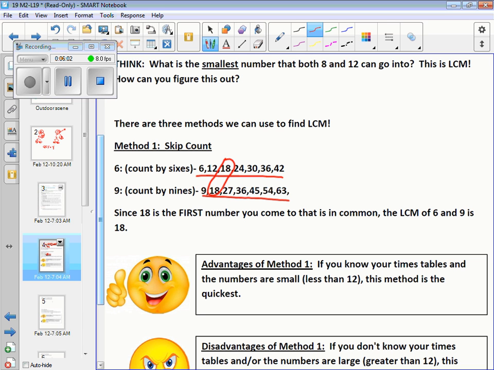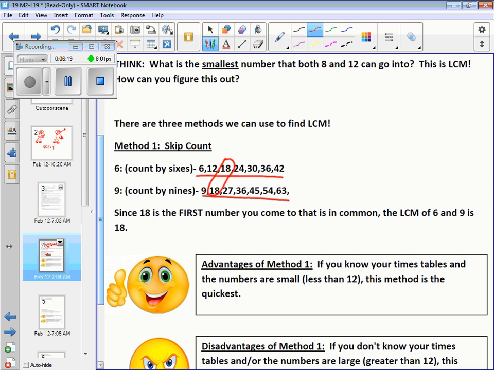And it works fine. My advice to you is, if you're not great with times tables, you have to know your 6 times tables and you've got to know your 9 times tables. You've got to be able to rattle it off quickly, 6, 12, 18, 24. You've got to be able to do that pretty quickly.